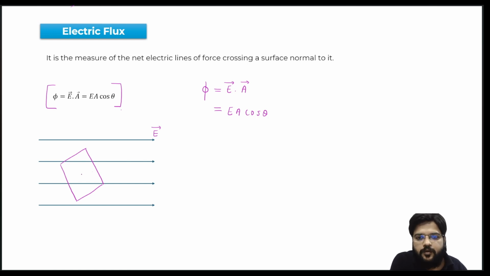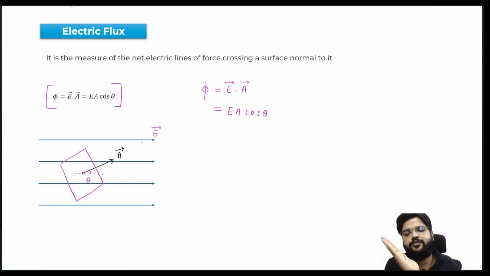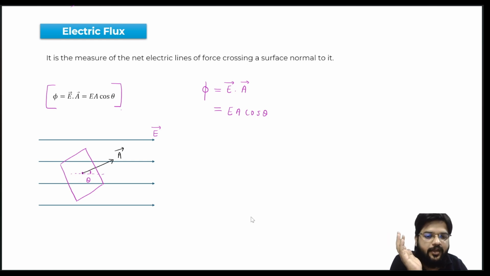Correct? And the direction of the area vector is perpendicular to the surface, everyone. So this is the direction of the area vector. Let's suppose this angle is theta. So this is the direction of the electric field, and the area vector, we know that it is perpendicular to the surface. So this is the area vector, and the angle between the electric field and the area vector is what? It is theta. Correct? So this is the angle between the electric field and the area vector.